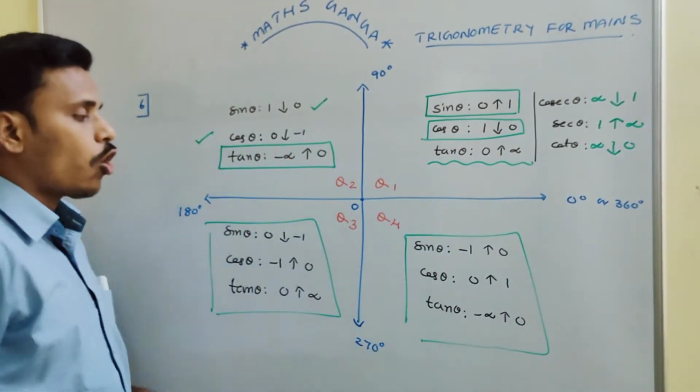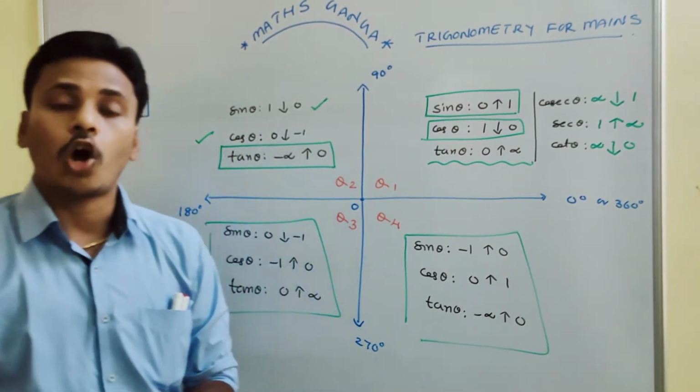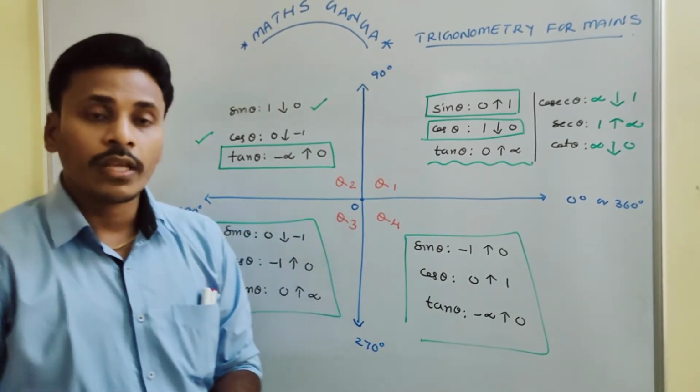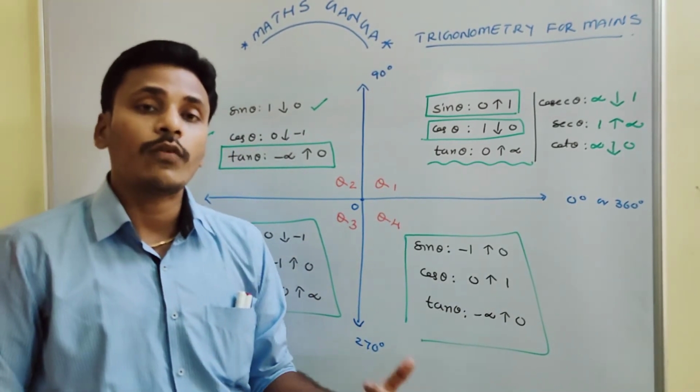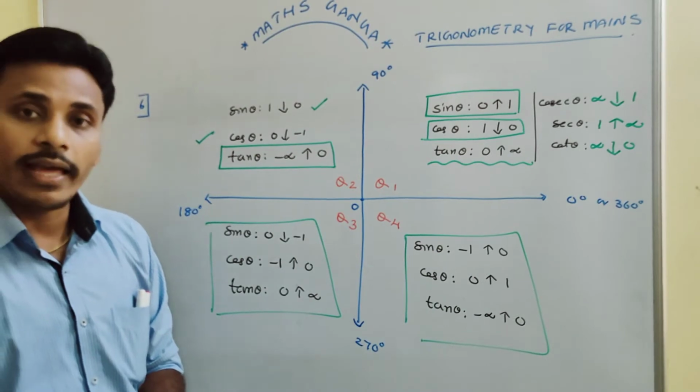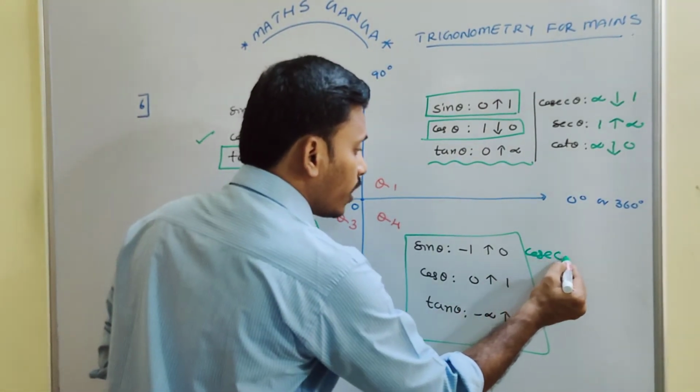After having this sine, cos and tan, it is easy for us to write the increments and decrements for cosecant, secant and cot. See, if you reciprocate 0, it becomes infinity. Depending on the region, if it is negative or positive, you need to use minus infinity or plus infinity. For suppose if you look here, what do you say about cosecant theta?